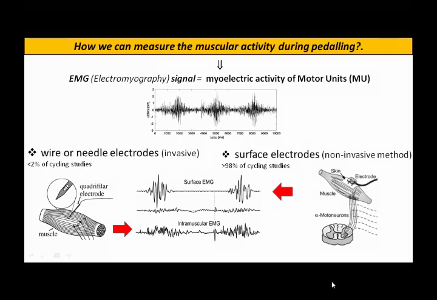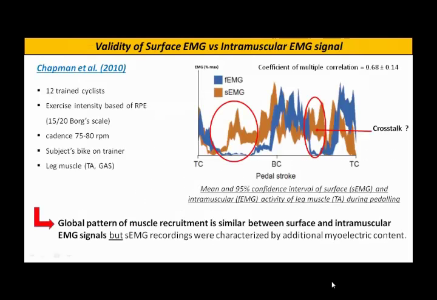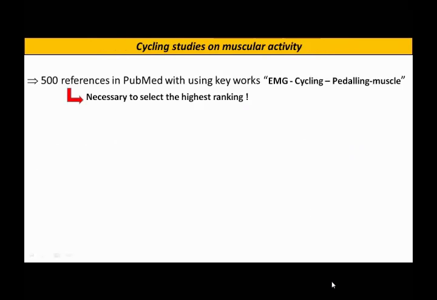But wire electrodes can be used to detect the activity of some very deep or thin muscles, such as the psoas and peroneus lateralis of the leg. As you can see on this figure, the EMG pattern of muscle activity is very similar between the two signals, but we can observe two additional periods of activation with the surface EMG signal. However, this difference can also be due to signal crosstalk from adjacent muscle activity, which can be detected with surface EMG.